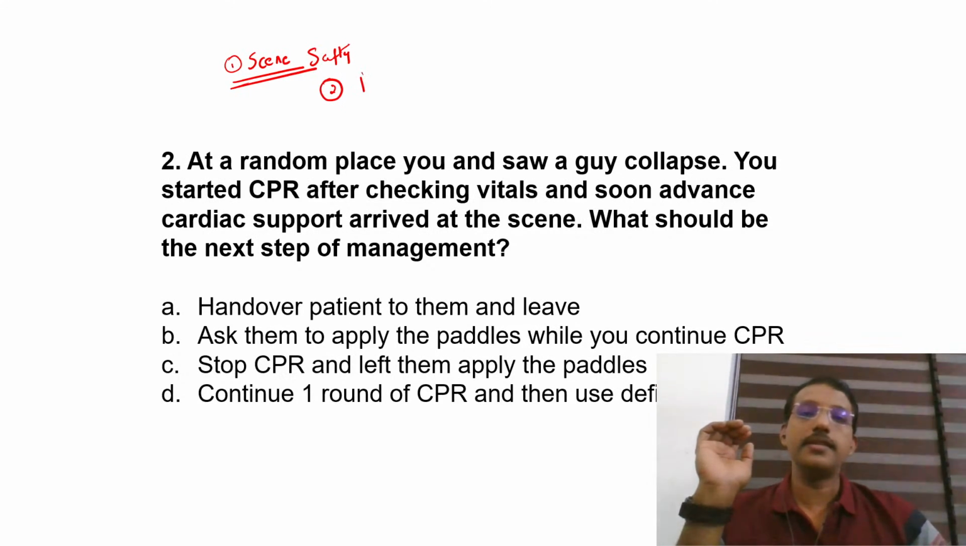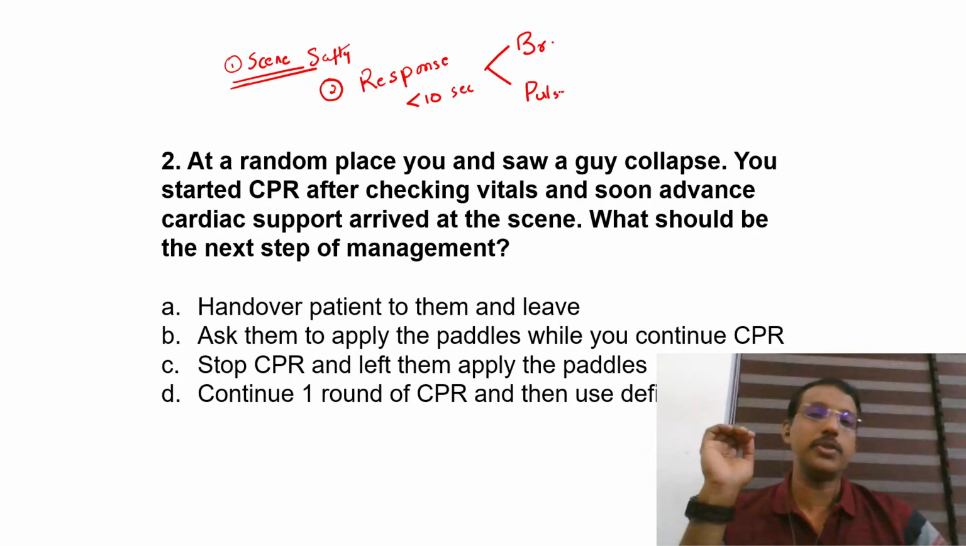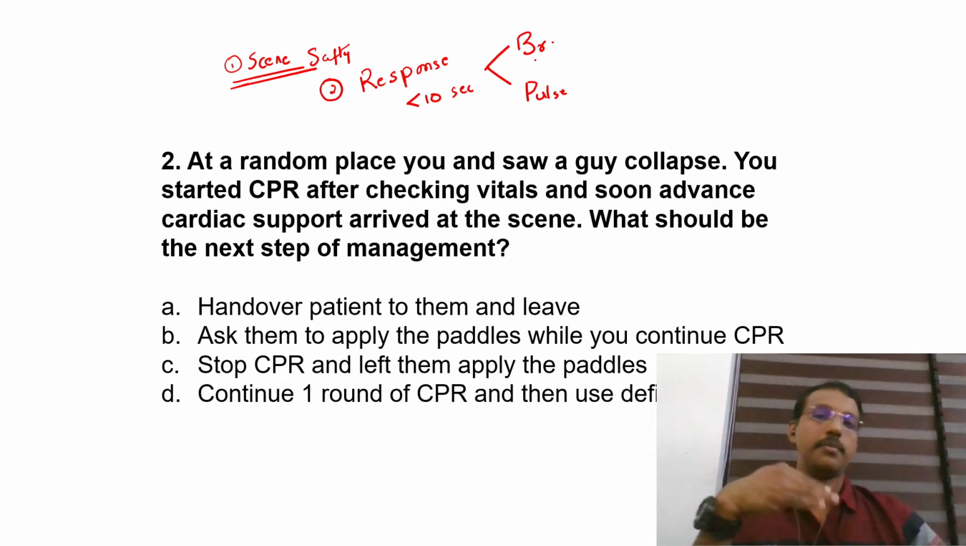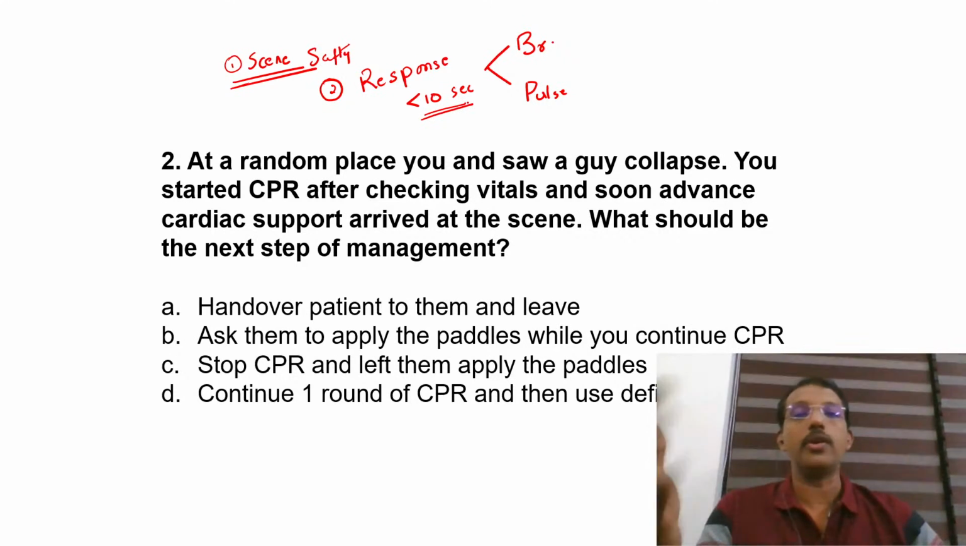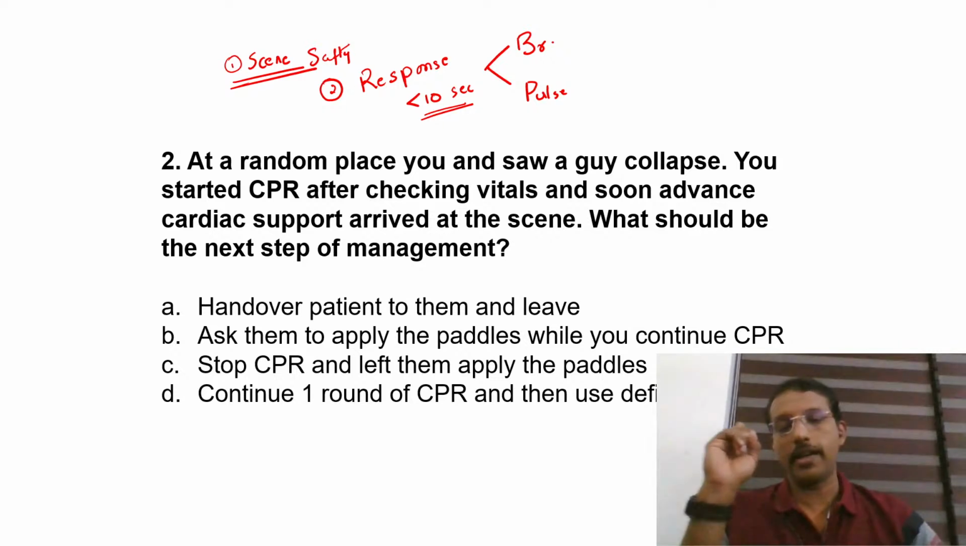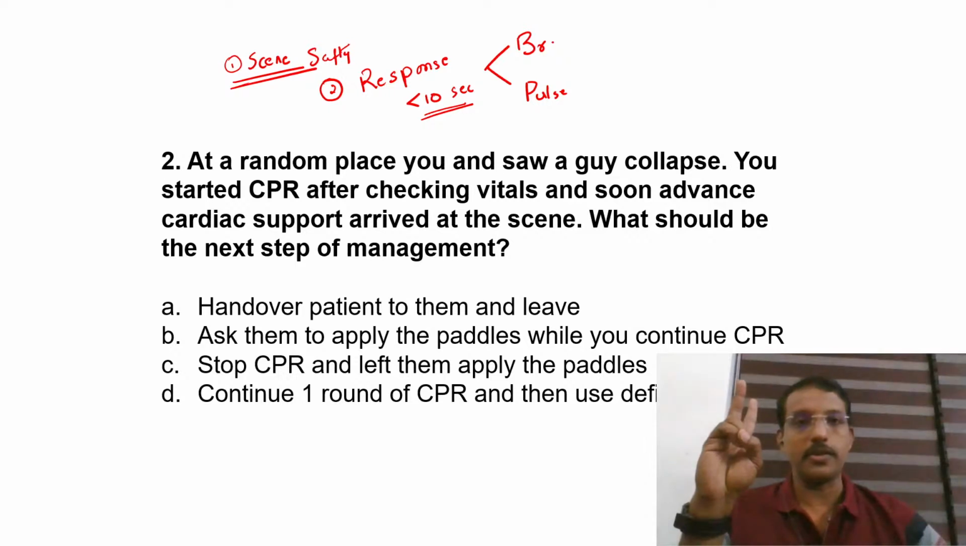Now, second is response. Check for the response. Response can be checked within 10 seconds. It has to be checked within 10 seconds. Two responses have to be checked, whether the patient is breathing or whether the patient has got a pulse. The pulse is usually checked at the carotids and the breathing is checked by looking at the chest movement. This should be limited to 10 seconds. You should not go beyond 10 seconds. Within 10 seconds, you should make a diagnosis. So that is the second step, very important. Scene safety is the first, second is response.